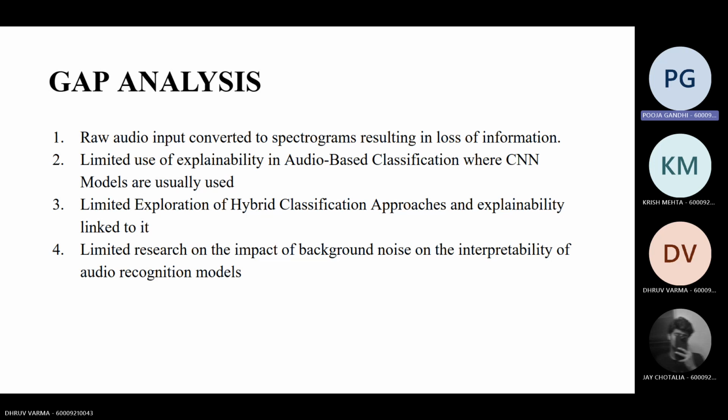Some of the gaps are: they take the raw input file and convert it to a spectrogram, which results in loss of information. We are filling this gap. The second gap is limited use of explainability. In most of the research papers, they take the raw input file and convert it into a spectrogram, but there is a lack of explainability. They are not able to explain properly how the audio is classified or detected. Also, there is limited exploration of hybrid classification and limited research on the impact of background noise. These are some of the gaps that we are able to fill, and our problem definition will explain further.